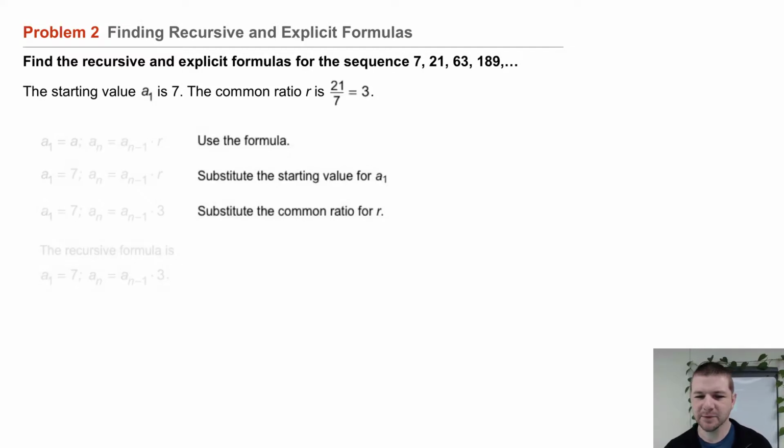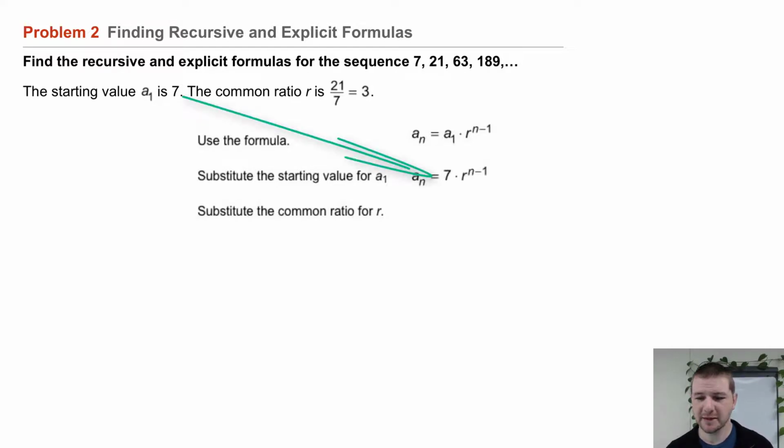Alright, and now to find an explicit formula. Well, we'll start with the explicit formula in its general form. a sub n equals a sub 1 times r raised to the n minus 1 power. We'll substitute in our starting value in place of a sub 1. So now we have a sub n equals 7 times r raised to the n minus 1 power.